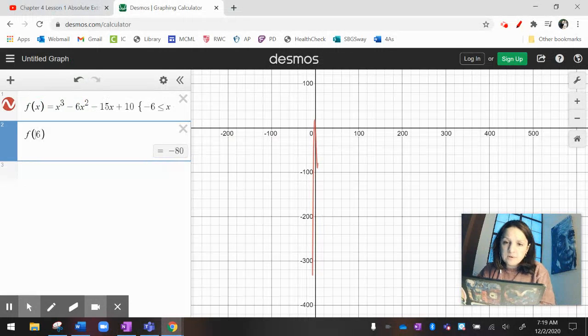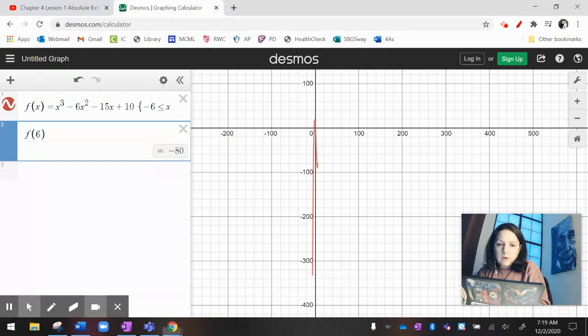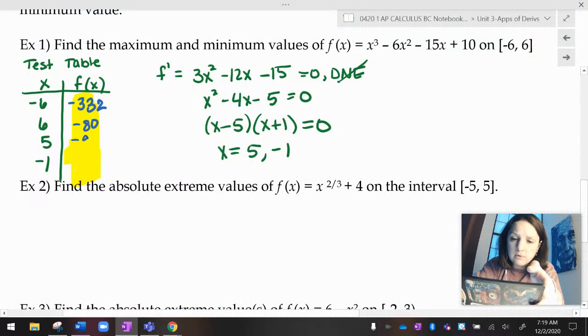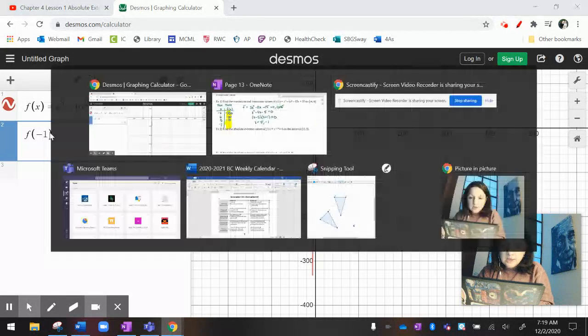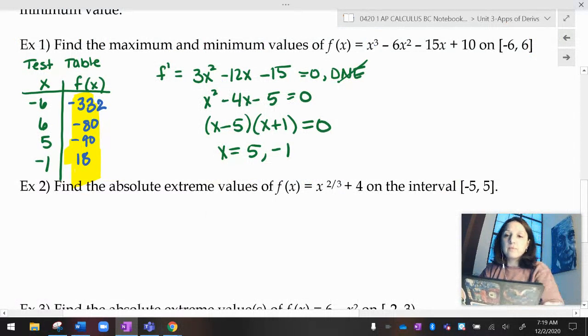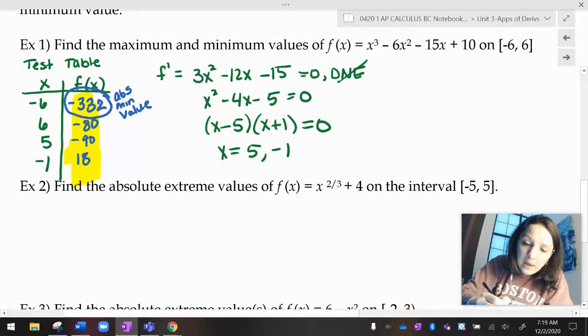F of 6 is -80. F of 5 is -90. And f of, what was the last one? -1 is 18. Okay. So now I know that this is my absolute minimum value. And I know that this is my absolute maximum value.